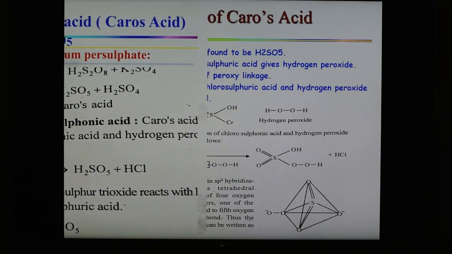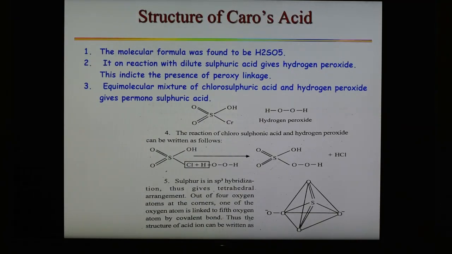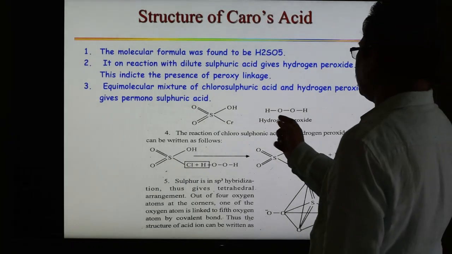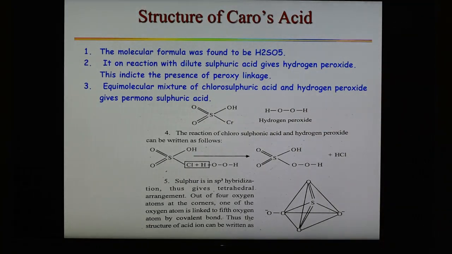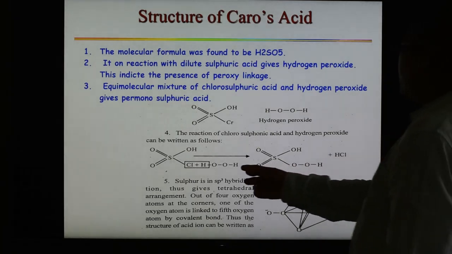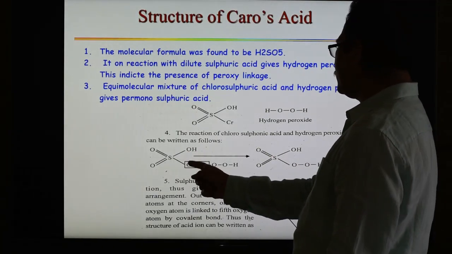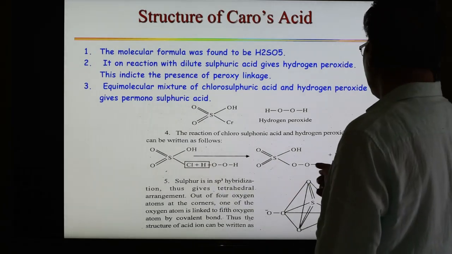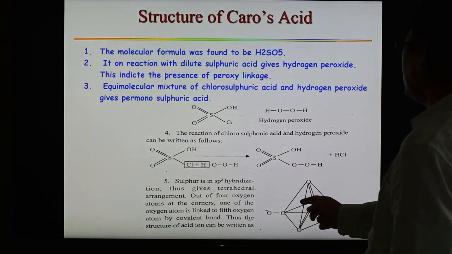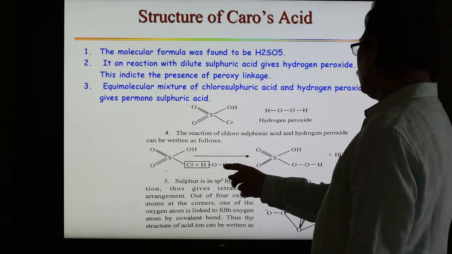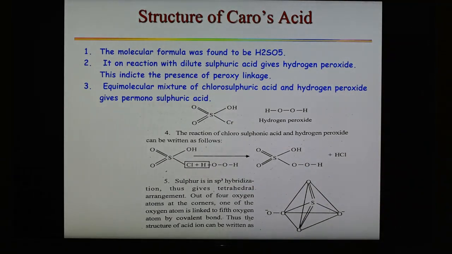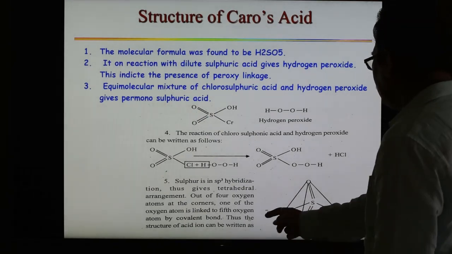After that we are going to see the structure of Caro's acid. The molecular formula of this compound is H2SO5, and on reaction with dilute sulfuric acid it gives hydrogen peroxide, which indicates the presence of a peroxy linkage. An equimolecular mixture of chlorosulfuric acid and hydrogen peroxide reacts to give peroxymonosulfuric acid, and the reaction is shown here. One mole of each reacts, and HCl is released. This is the tetrahedral structure having a peroxide linkage.